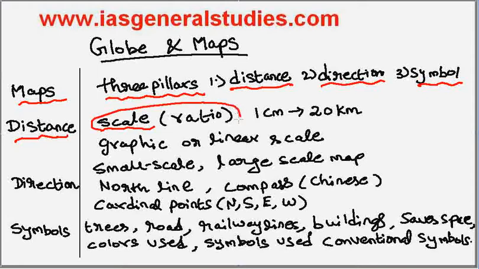map. Scale is nothing but the ratio between the actual size on the land and the size present in the map. Suppose I write 1 centimeter implies 20 kilometers; if I draw a line 1 centimeter long in a map, that equals 20 kilometers in actual size. And this scale is known as a graphic or linear scale.